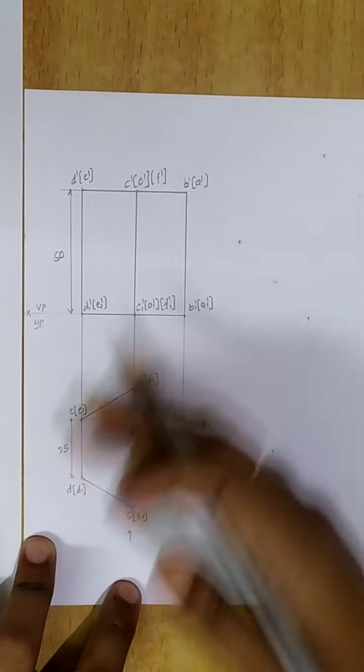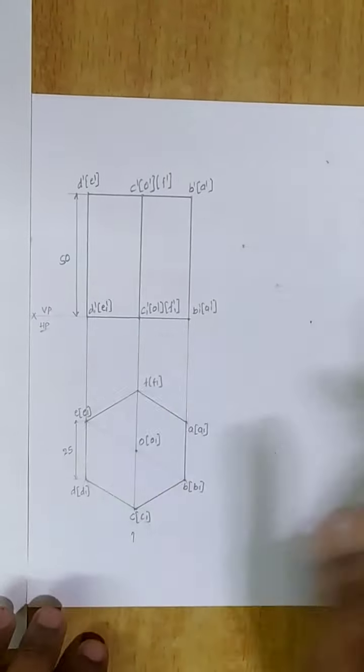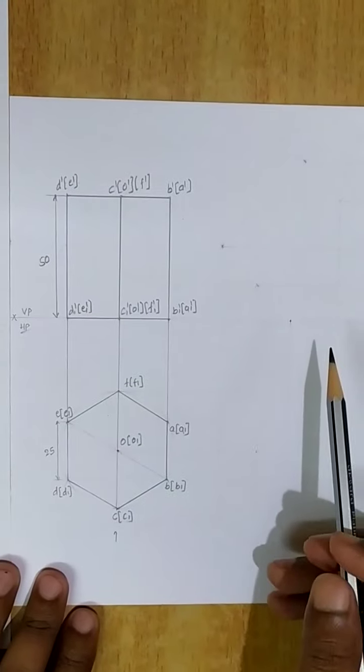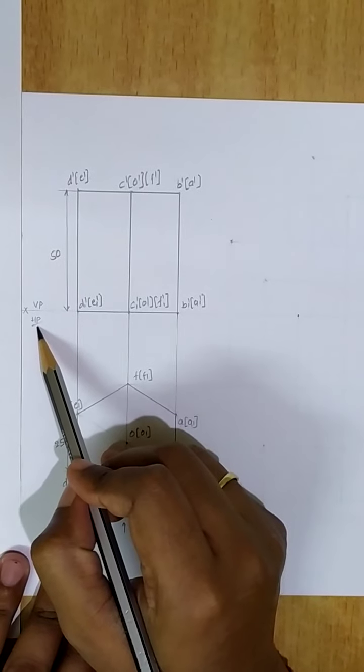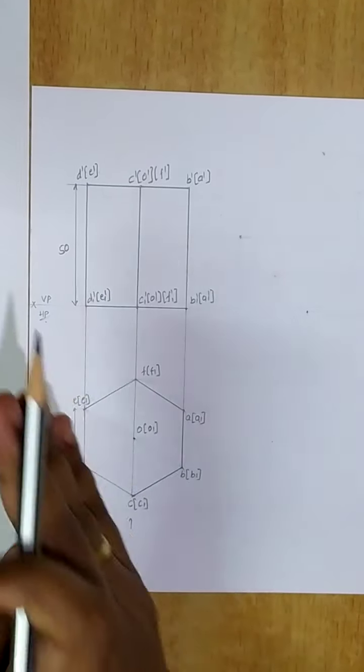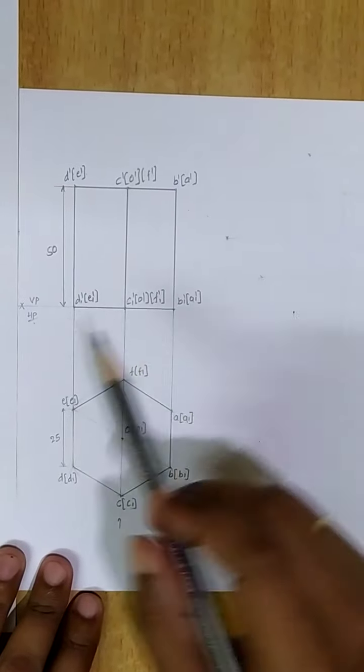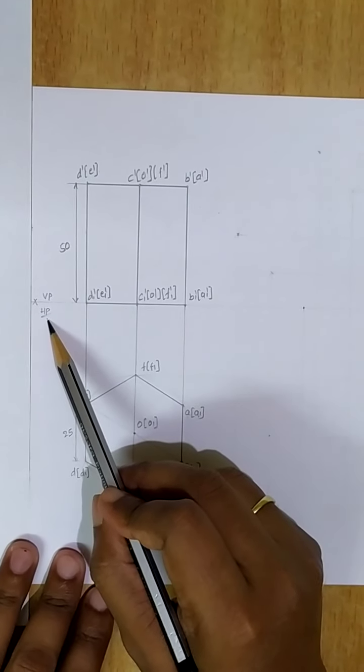Okay, after doing this much, I need to go to the second position. In order to go to the second position, I need to see in which plane I have considered this prism. I have considered the hexagonal prism on HP. So if I go to the second position, I need to take the inclination with respect to the same plane. Which plane is that? HP.